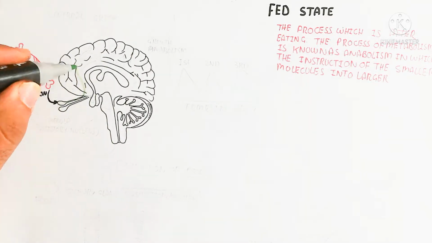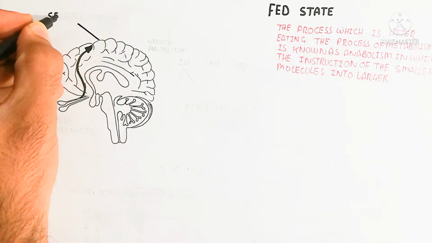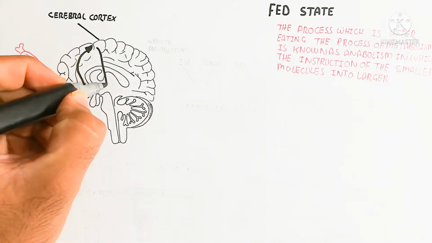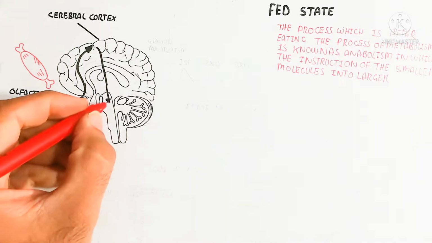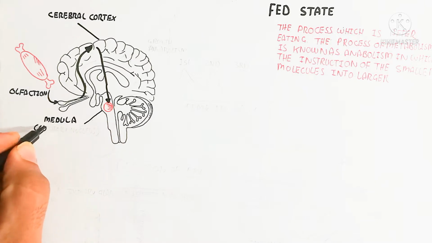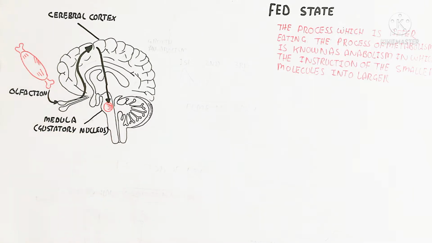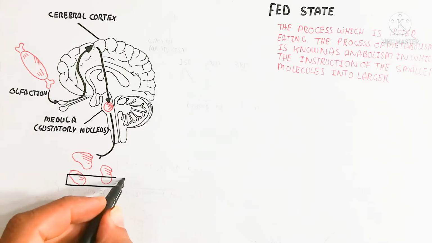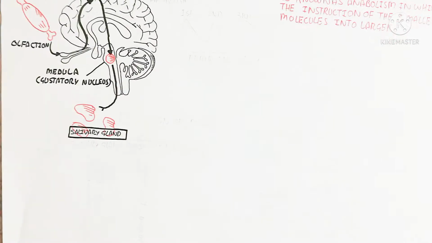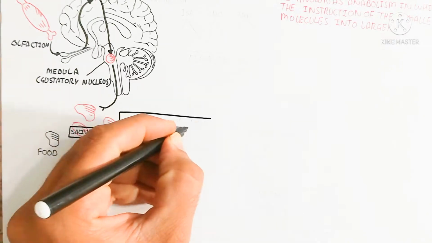We visualize the food, then olfaction, smell, and taste, and then the food is accepted. The selection of food through the cerebral cortex will give a signal to the medulla, the gustatory nucleus, to stimulate the salivary gland to produce amylase and saliva. The saliva lubricates the food, and after mastication and swallowing, the food is known as the bolus, and that bolus will go into the esophagus.